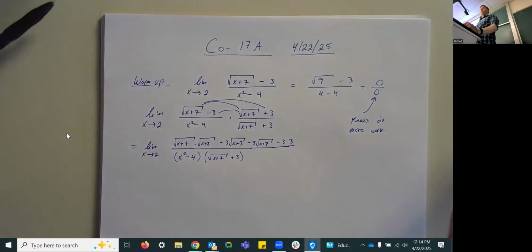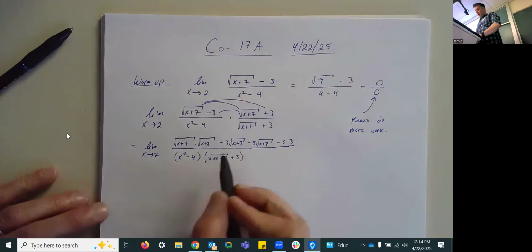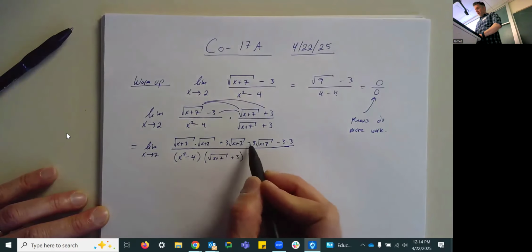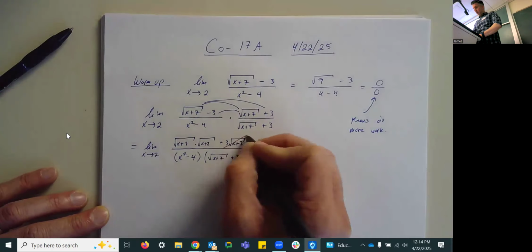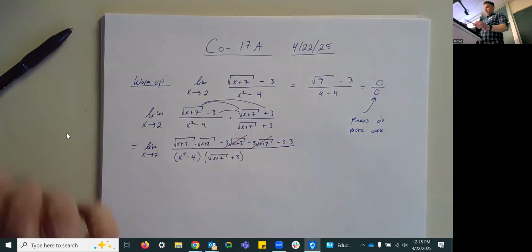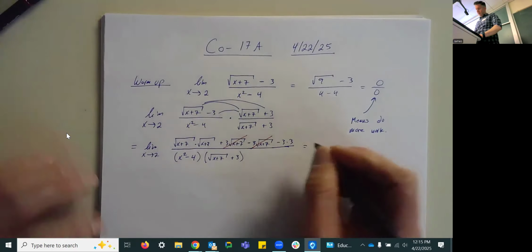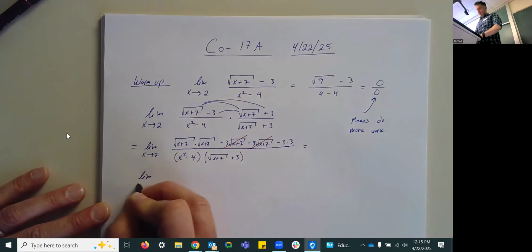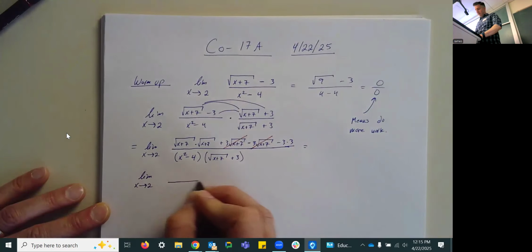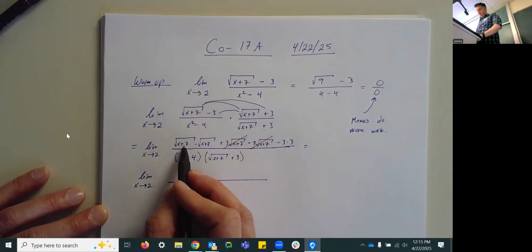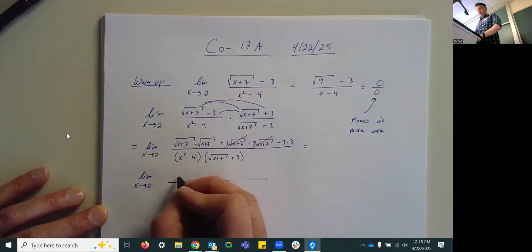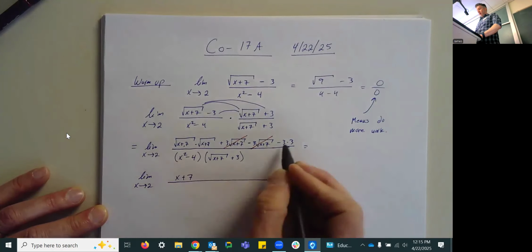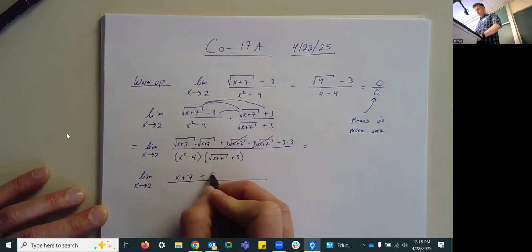We shouldn't show all this work because the positive 3 root x plus 7 and the negative 3 root x plus 7 add up to 0. So what are we left with? We're left with the limit as x approaches 2 of, on top we have the square root of x plus 7 times the square root of x plus 7 is x plus 7, minus 3 times 3 is 9.